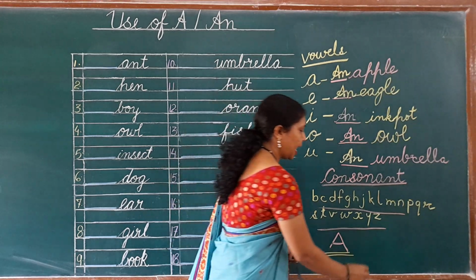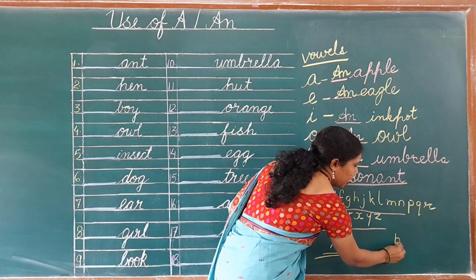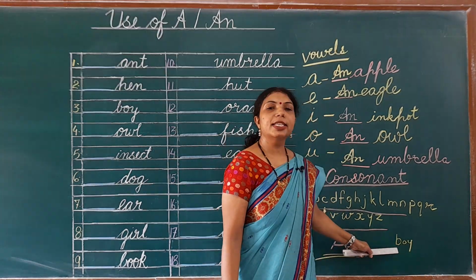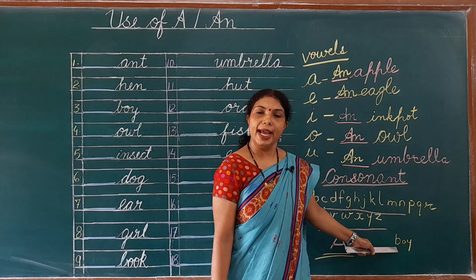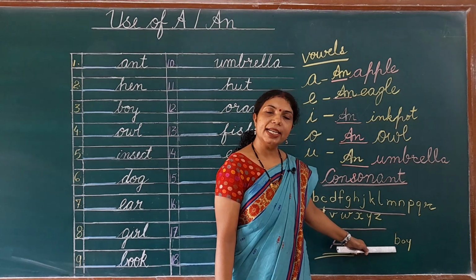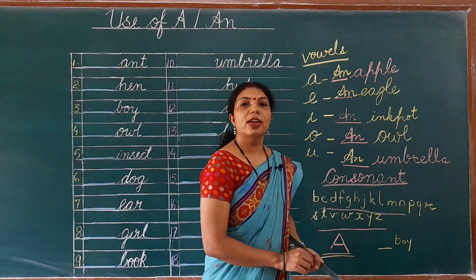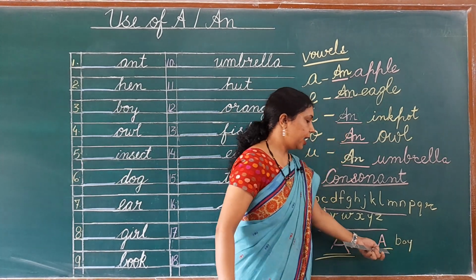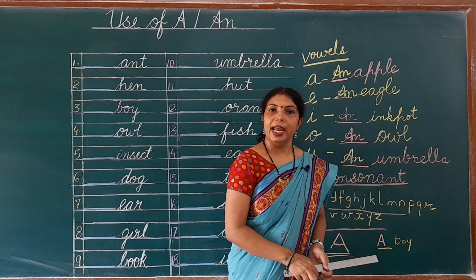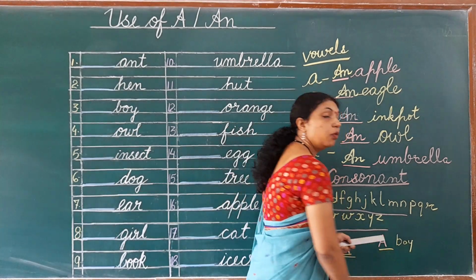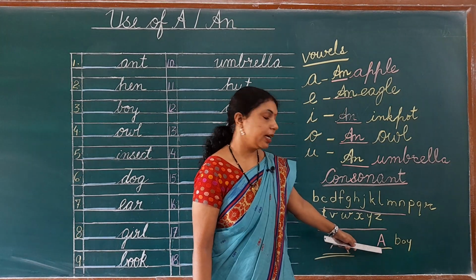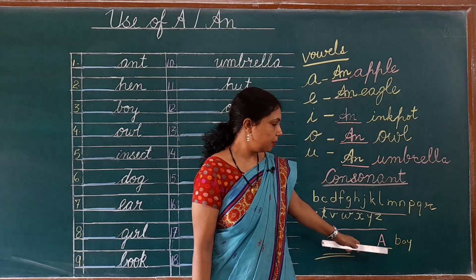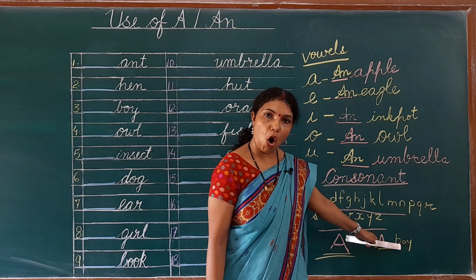Okay. For example, if I have written B-O-Y, boy, then first letter of boy is B. Then we will have to use here a. A boy. We will pronounce here a, not an. Means a boy.